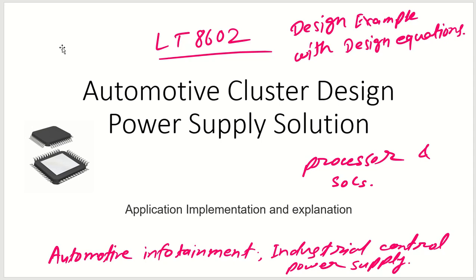Namaskar my dear friends. So we have seen the design and detail of LT8602. This is a switching regulator which is having quad outputs, that is 4 outputs are there. So in this session we will try to understand how we can design this particular IC for different outputs for our automotive systems and some other applications as well.